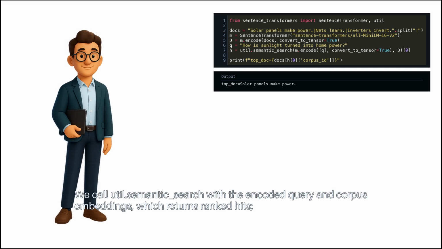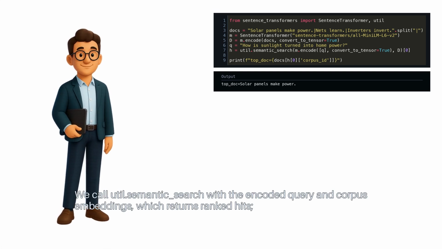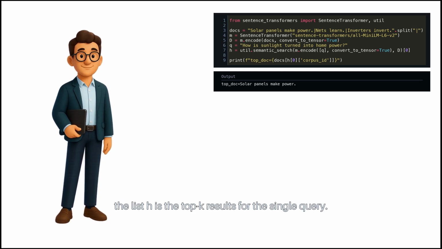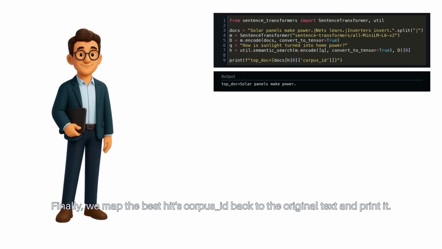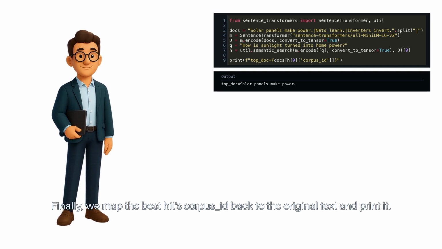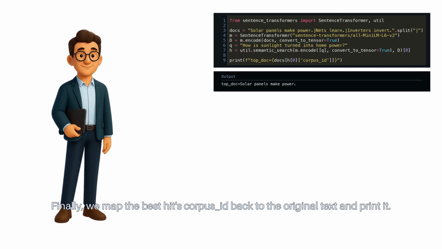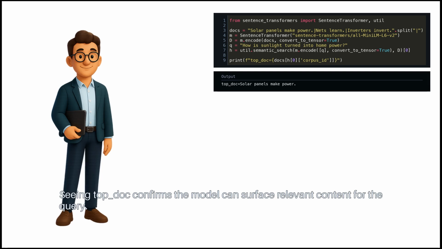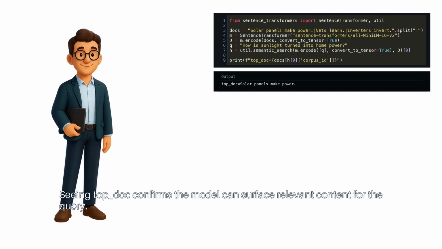We call util.semanticSearch with the encoded query and corpus embeddings, which returns ranked hits. The list h is the top k results for the single query. Finally, we map the best hit's corpus ID back to the original text and print it. Seeing the top doc confirms the model can surface relevant content for the query.